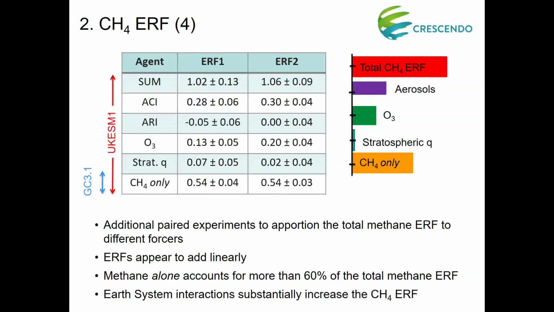You'll notice that when I add up the individual contributions, the sum replicates what I previously had. You'll also see that methane alone contributes about 50% of the forcing and that the Earth system interactions are substantially increasing the effective radiative forcing from methane. So how do these individual contributions to the methane effective radiative forcing compare with other AerChemMIP models?